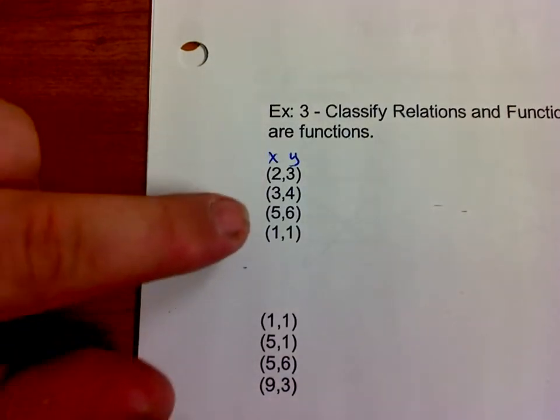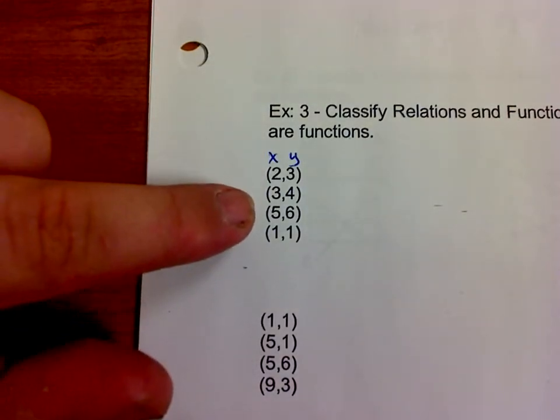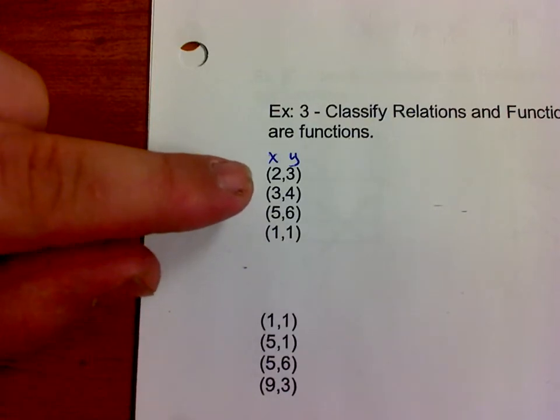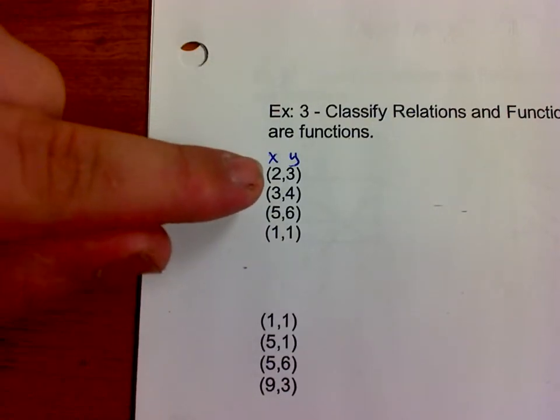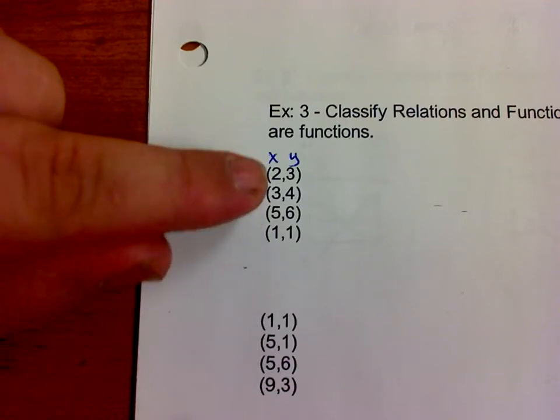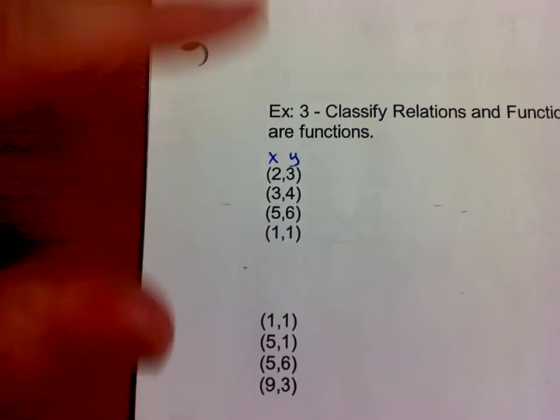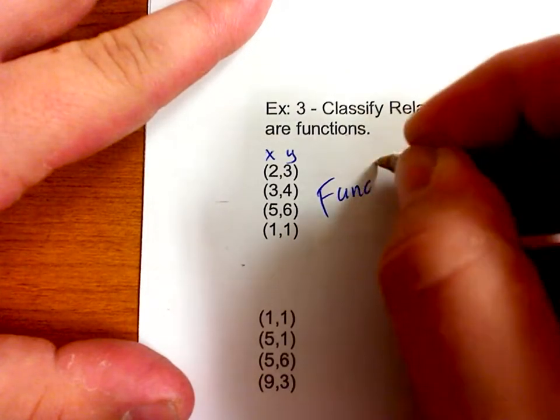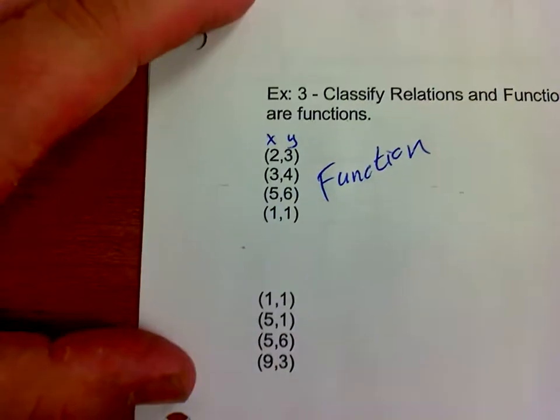We want to determine if this set of four points is a function. All we have to focus on are the x values. So we have 2, 3, 5, and 1. We notice that none of those x values repeat. And since none of those x values repeat, we have a function. That would be a function.